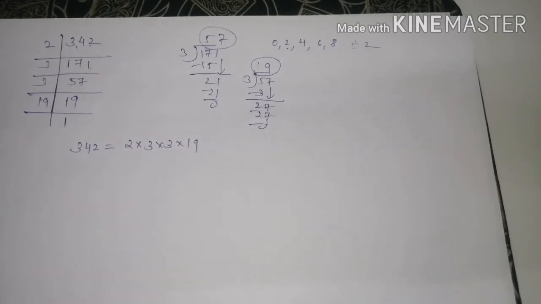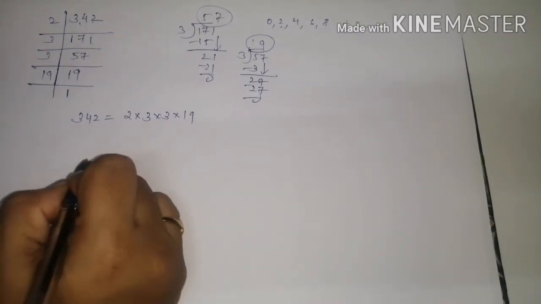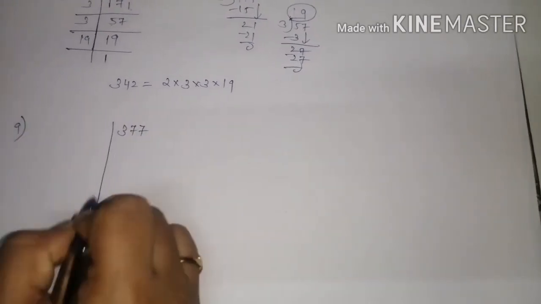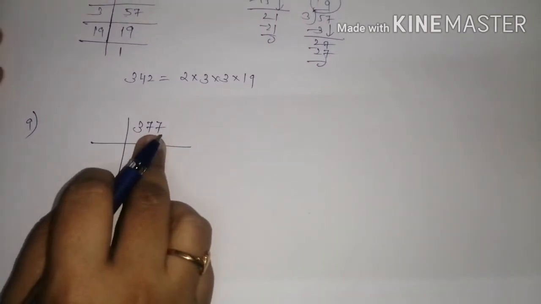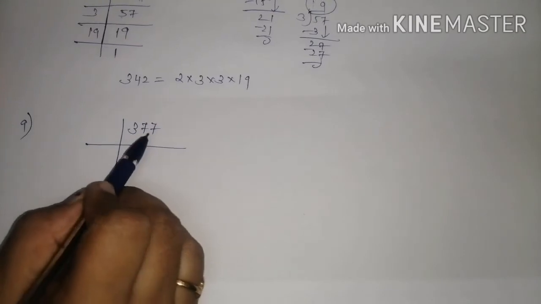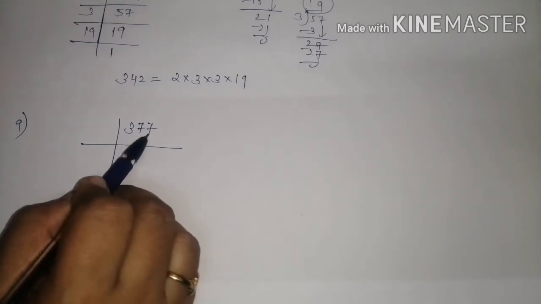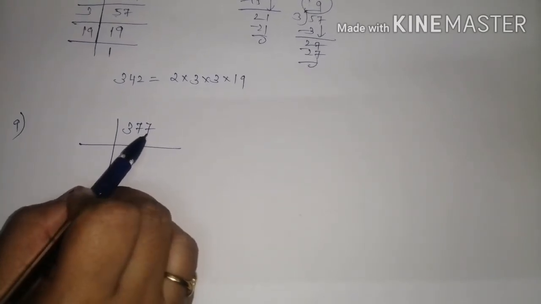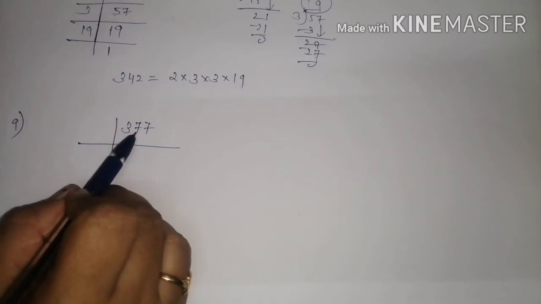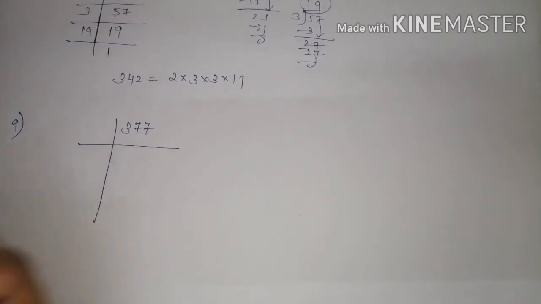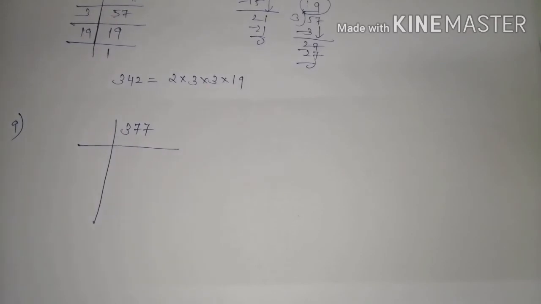Now 9th sum, children. 9th sum is 377. You have to find out the prime factors of 377. Now children, the units place is 7. So it will not get divided by 2. For 3 you have to add the digits. 3 plus 7 is 10. 10 plus 7 is 17. But again 17 does not come in the table of 3.